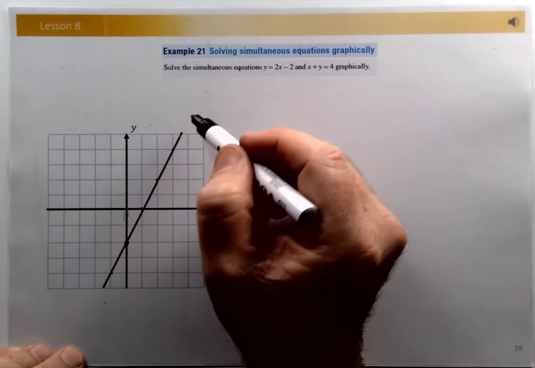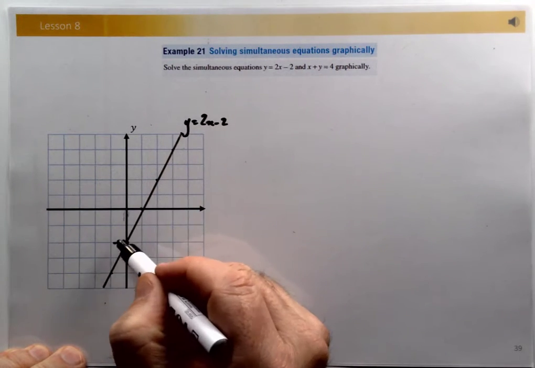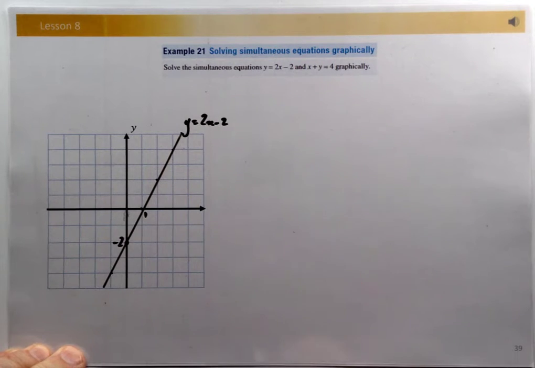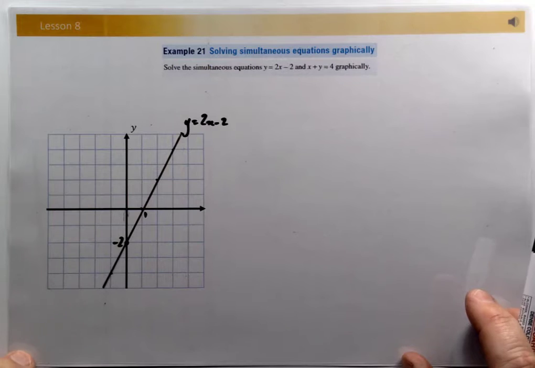Okay, so let's write that out. So that's y equals 2x minus 2. That's cutting at minus 2 and at 1. You notice I haven't quite got this one here. I haven't quite got it right.